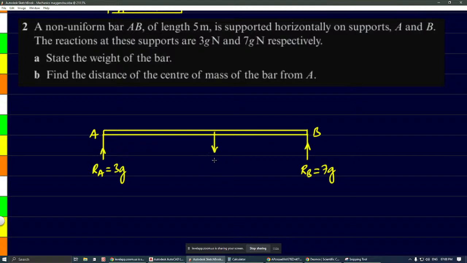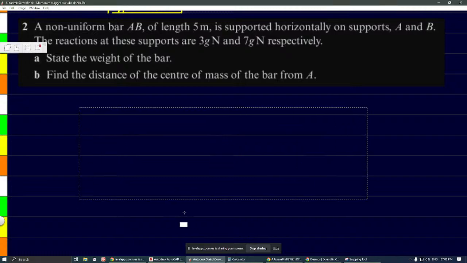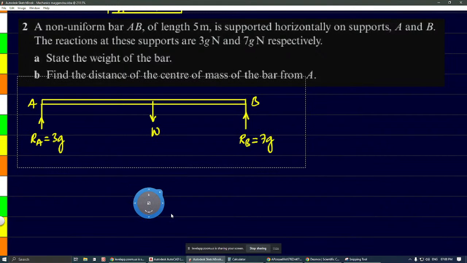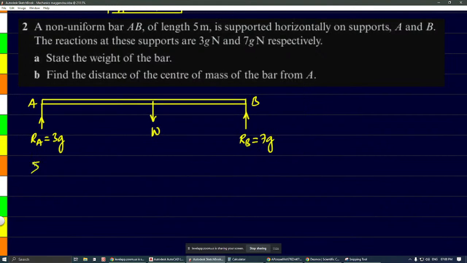So the weight of the bar, let's say W. Now it's a very simple problem. We just have to do sigma V equal to 0. The sum of all vertical forces should be 0, and 3g, that is RA, is acting upwards. 7g, that is RB, is acting upwards. W is acting downwards. Total should be 0. So W will be 10 times g. So the weight of the bar part is over.